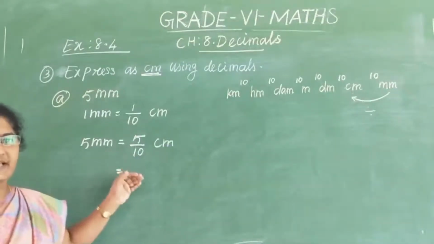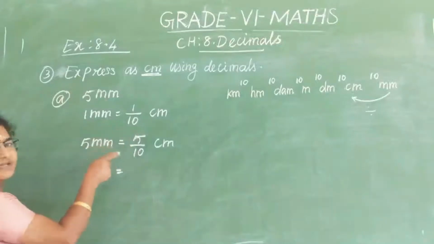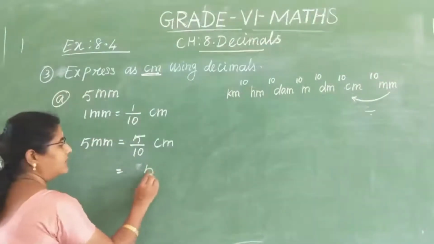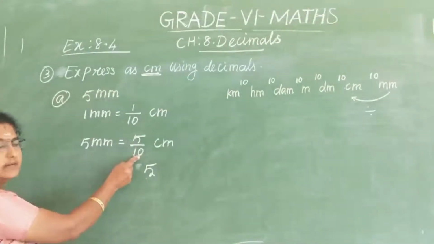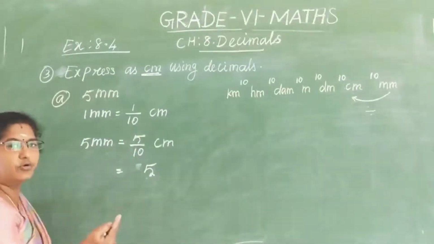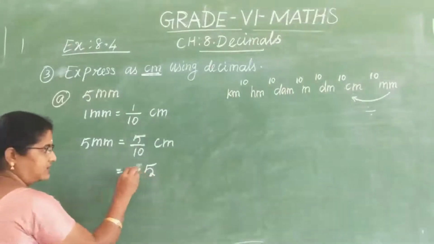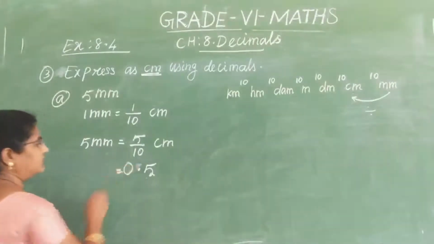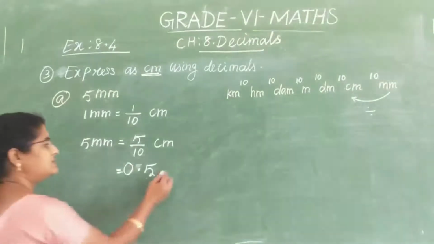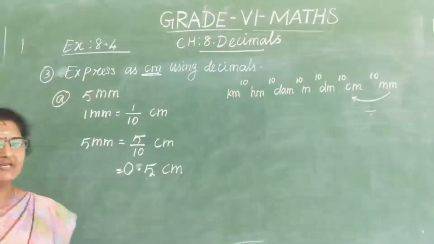In this decimal fraction, we can convert into decimal very easily. Already I taught you what to do. Whatever is in the numerator, we write that number. Here 5 is there, so 5. Then, how many zeros are in the denominator? Here only 1 zero. So we have to put the point before 1 digit. In the whole number part there is nothing, so we put 0. So the answer is 0.5 centimeter. Are you clear? Likewise, we have to convert all the millimeters into centimeters.